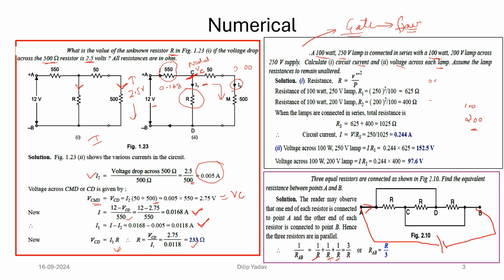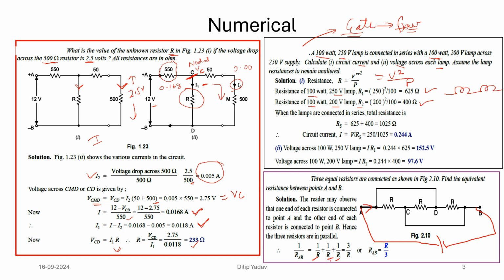We know that power P is equal to VI, and from that I can calculate the value of R across this terminal. R can be calculated as V square upon P. By using this formula, we can calculate the resistance of the 100 watt 250 volt lamp, which is R1, and of the 100 watt 200 volt lamp, which is R2.